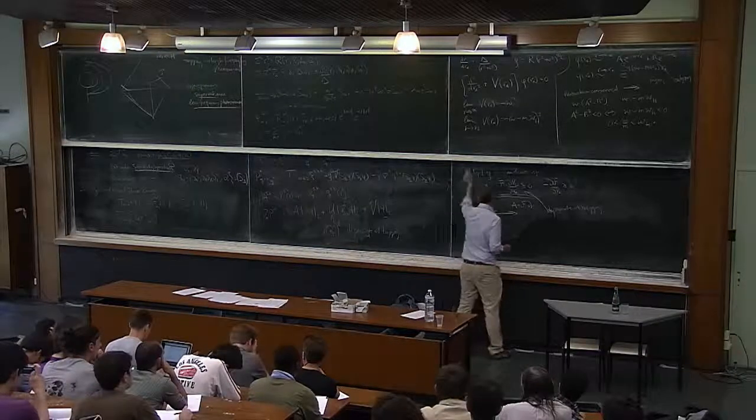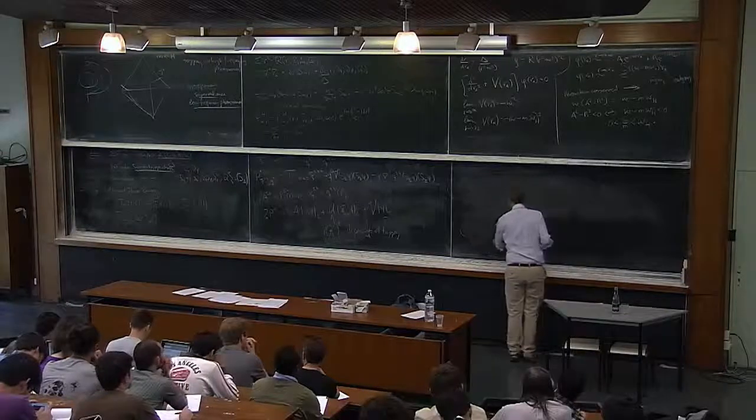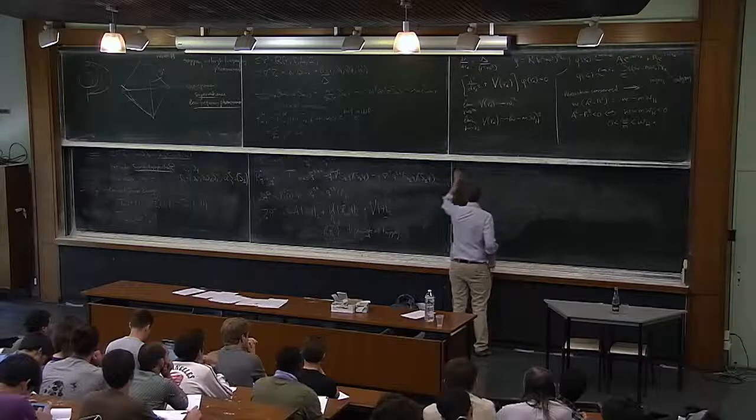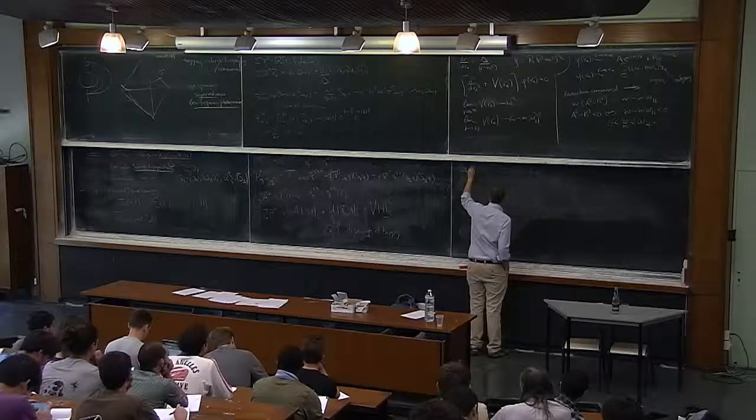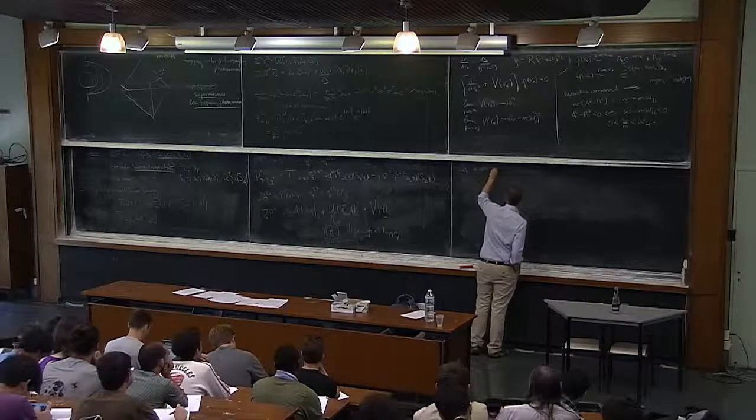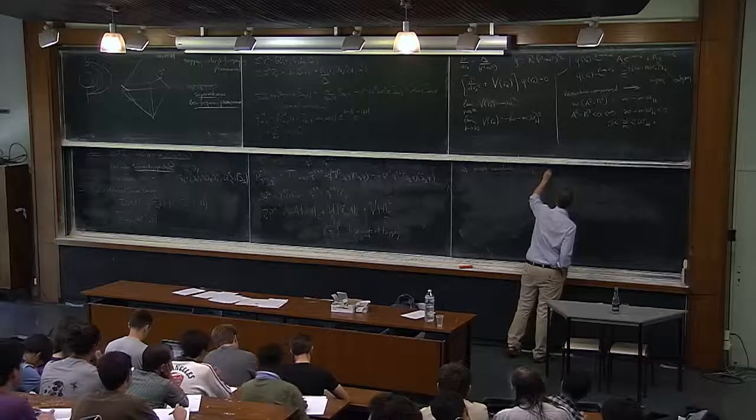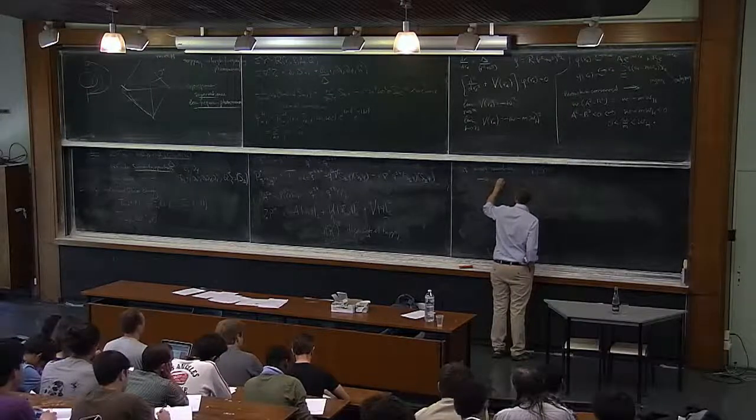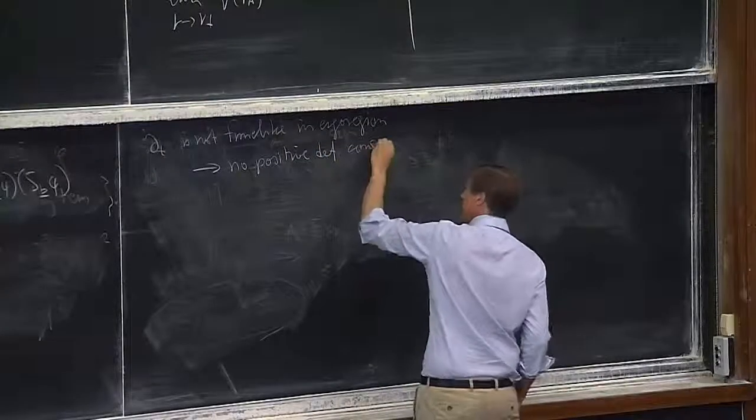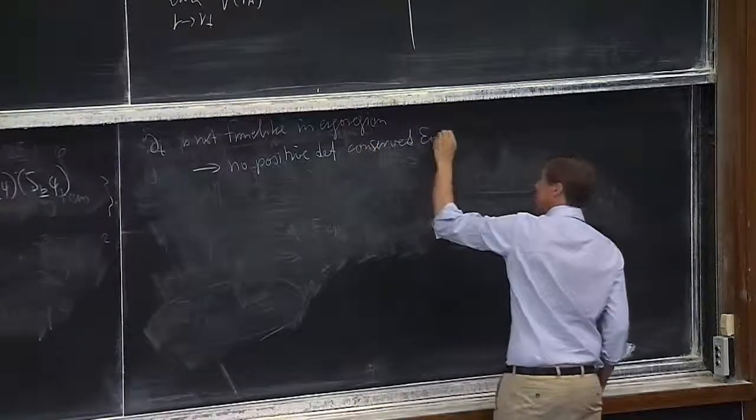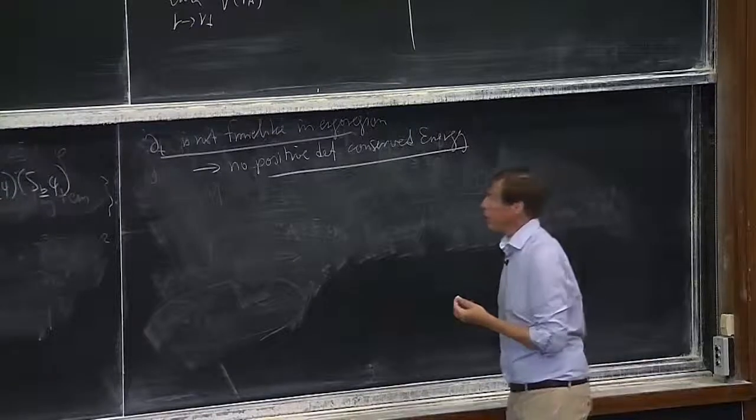So the final trick, so to speak, that one can try to apply in this situation is based on the following observation: a major problem is that dt is not time-like in the ergoregion. So this means that there is no positive definite conserved energy. Okay, so this is one of the facts, and this has to do, as I explained, with the superradiance.